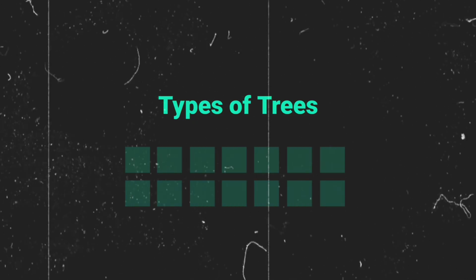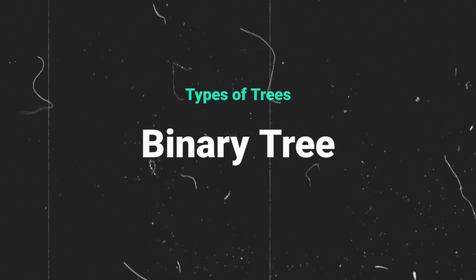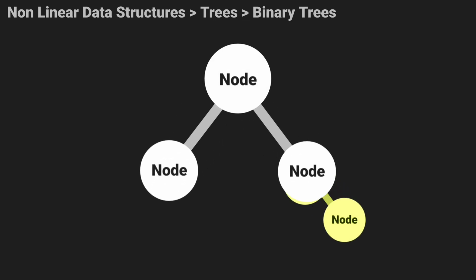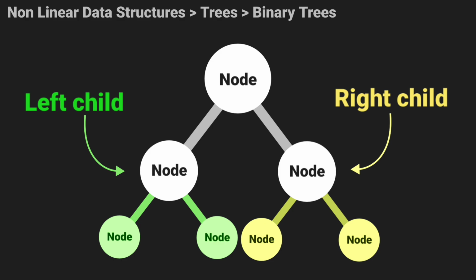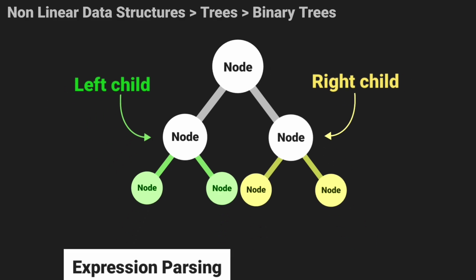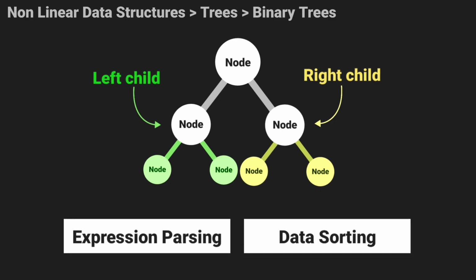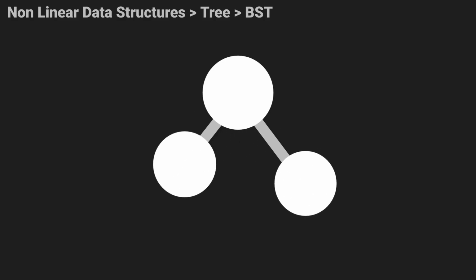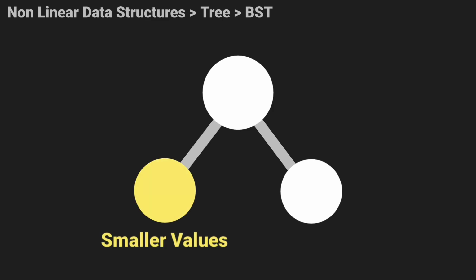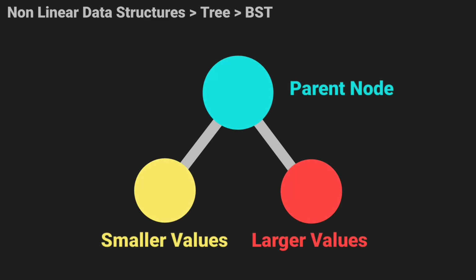Types of trees. Binary tree. A binary tree is a tree where each node has at most 2 children, known as the left child and the right child. Binary trees are foundational in computer science and are used for tasks like expression parsing and data sorting. Binary search tree, BST, an upgraded version of a binary tree where the left child contains smaller values and the right child contains larger values than the parent node.